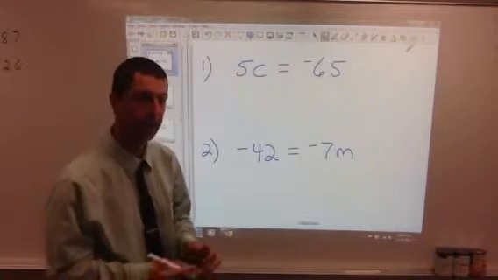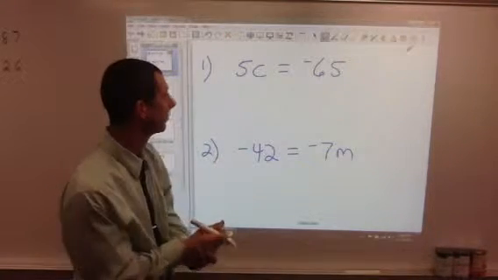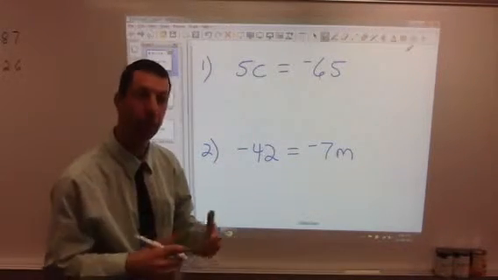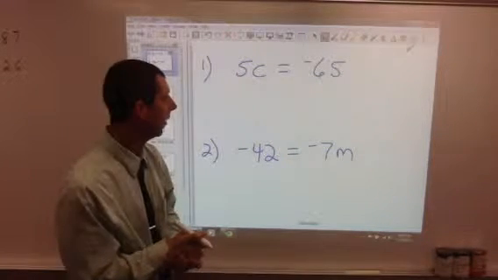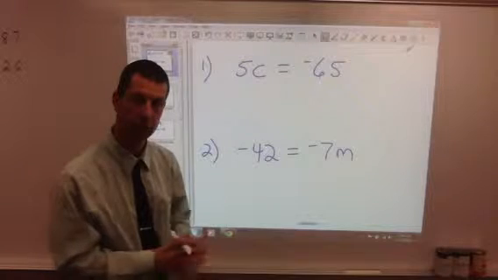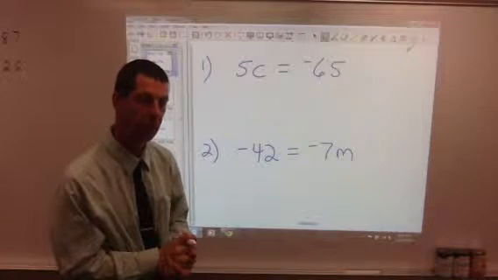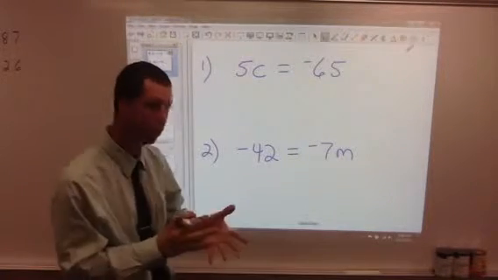Okay, what we're going to look at today is solving equations using either multiplication or division. And these are single step. We're going to do them a lot like we did the addition and subtraction ones. Should be okay with it.